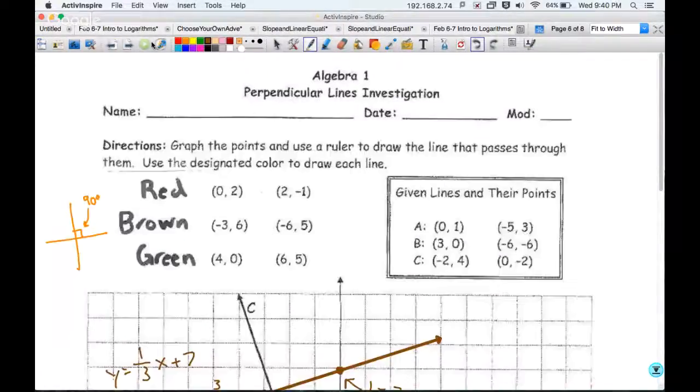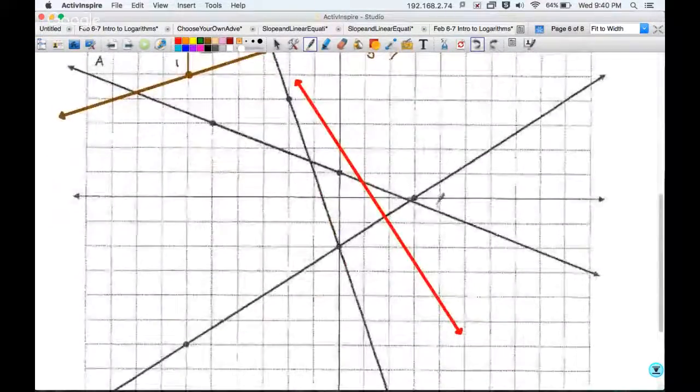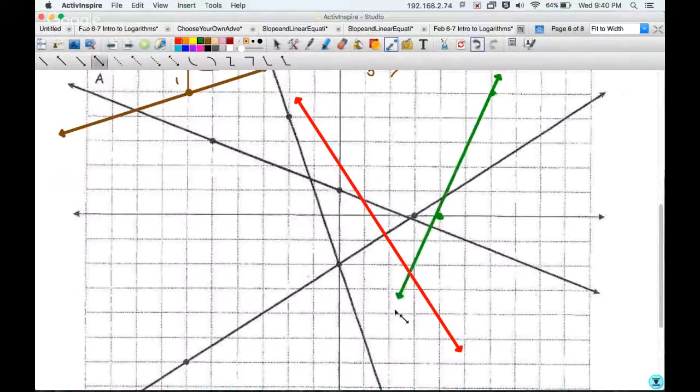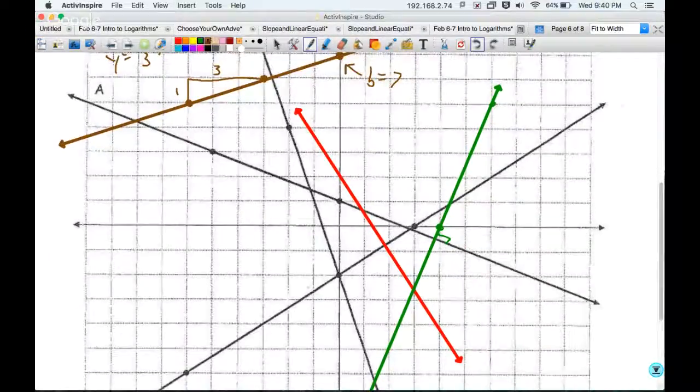All right, last one, green line, 4, 0 and 6, 5. 4, 0, 6, 1, 2, 3, 4, 5. Connect these up with a straight line. We can see it's going to create a right angle right there. So give it a little right angle marker. Go back and give this one a right angle marker too.